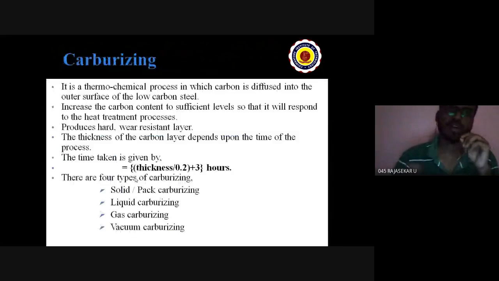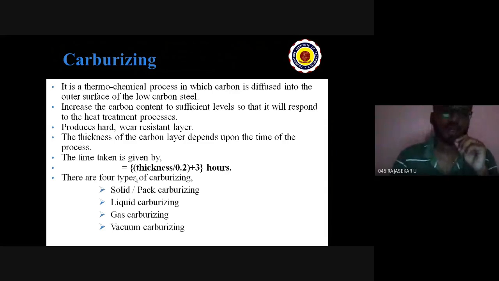The carburizing technique is the first type of case hardening. It is a thermochemical process in which carbon is diffused into the outer surface of low carbon steel or medium carbon steel, increasing the carbon content to sufficient levels so that it will respond to the various heat treatment processes. Then it will be quenched and tempered to obtain the martensite structure. Then it produces a hard, wear resistant layer.